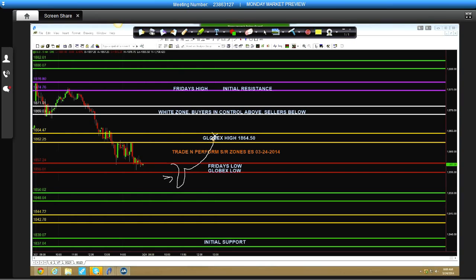That would either mean Globex high, which is quite possible, and then an extended move up would take us all the way to initial resistance. If we get above Globex high and we've trapped at Globex low, this white zone then becomes, it needs to snap quickly out of the white zone, right? Because then it's likely to get into Friday's high where we'll take a short. So I think that kind of summarizes it.